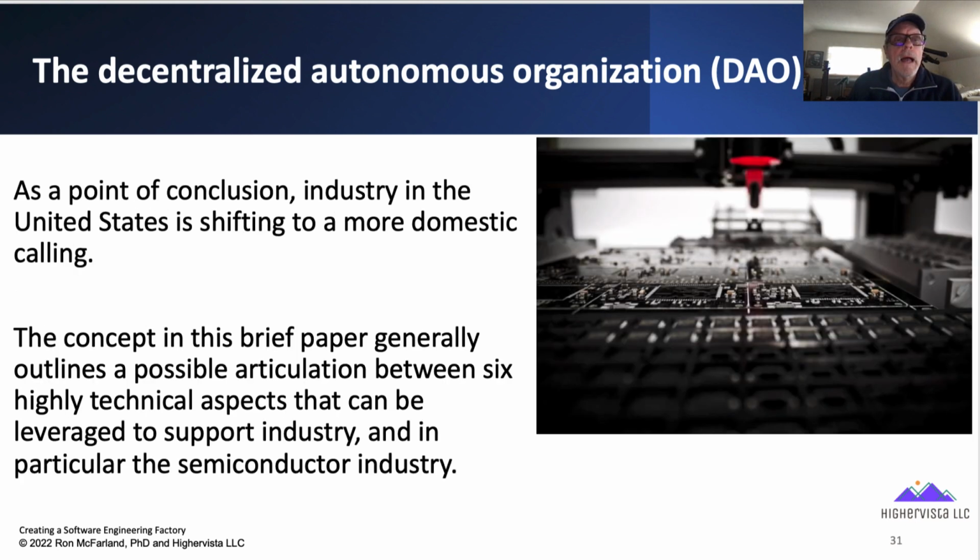As a point of conclusion, industry in the United States is shifting to more of a domestic calling. It's rehoming a lot of our factories. And in this case, we were chatting about the software, hardware, the whole constellation for semiconductor production. So you can take these 6 items and look in a different scope at another environment, if you will. The concept in the paper briefly outlines the 6 highly technical aspects. This is just a summary.